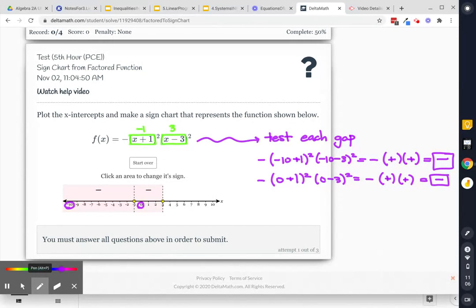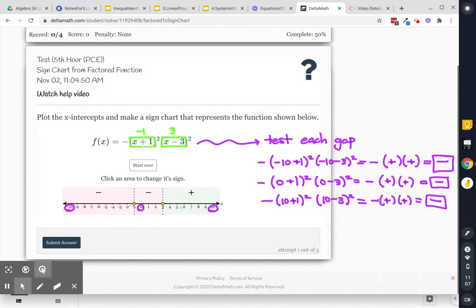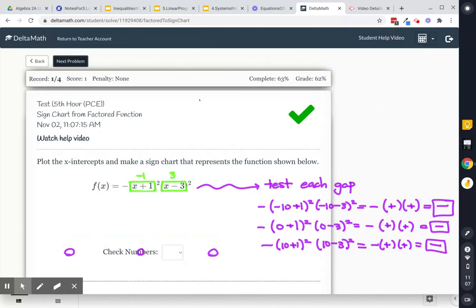And then I go to the last one. I'm going to pick positive 10. Negative 10 plus 1 squared, 10 minus 3 squared equals negative. Anything squared always flips back positive. Negative times positive is negative. Times positive again doesn't do anything to change it. So I've filled my gaps in. I'm going to submit my answer. Hopefully own my greatness. Ta-da!